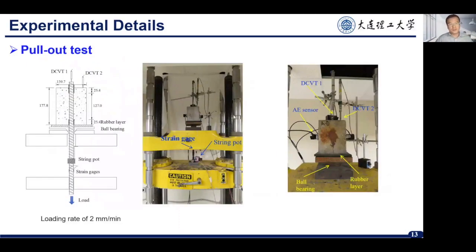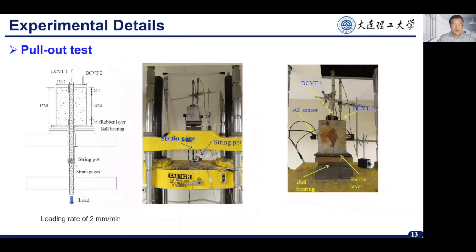A material test machine was used to carry out this test. The applied force is going down, and also we can see here this is a reaction beam, and also a rubber layer is placed between the concrete specimen and the ball bearing to prevent some stress concentration due to the uneven surface of this concrete specimen.